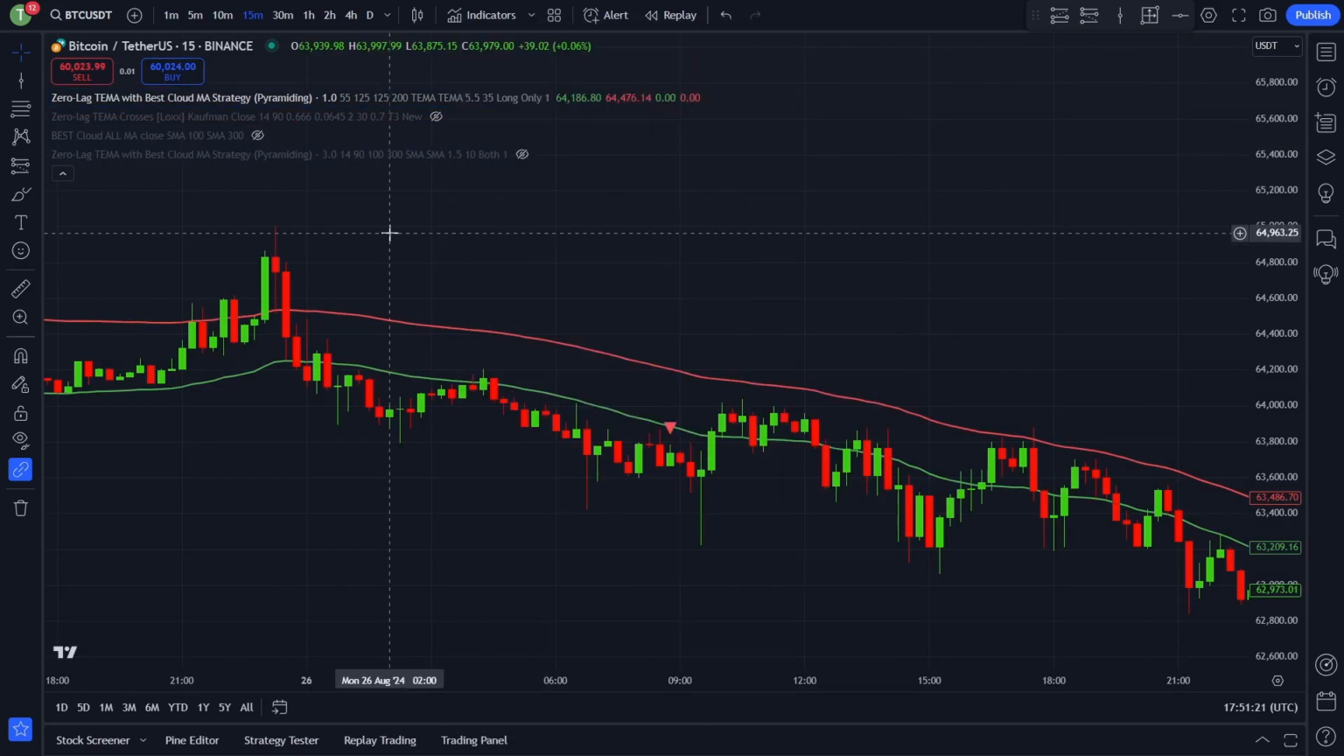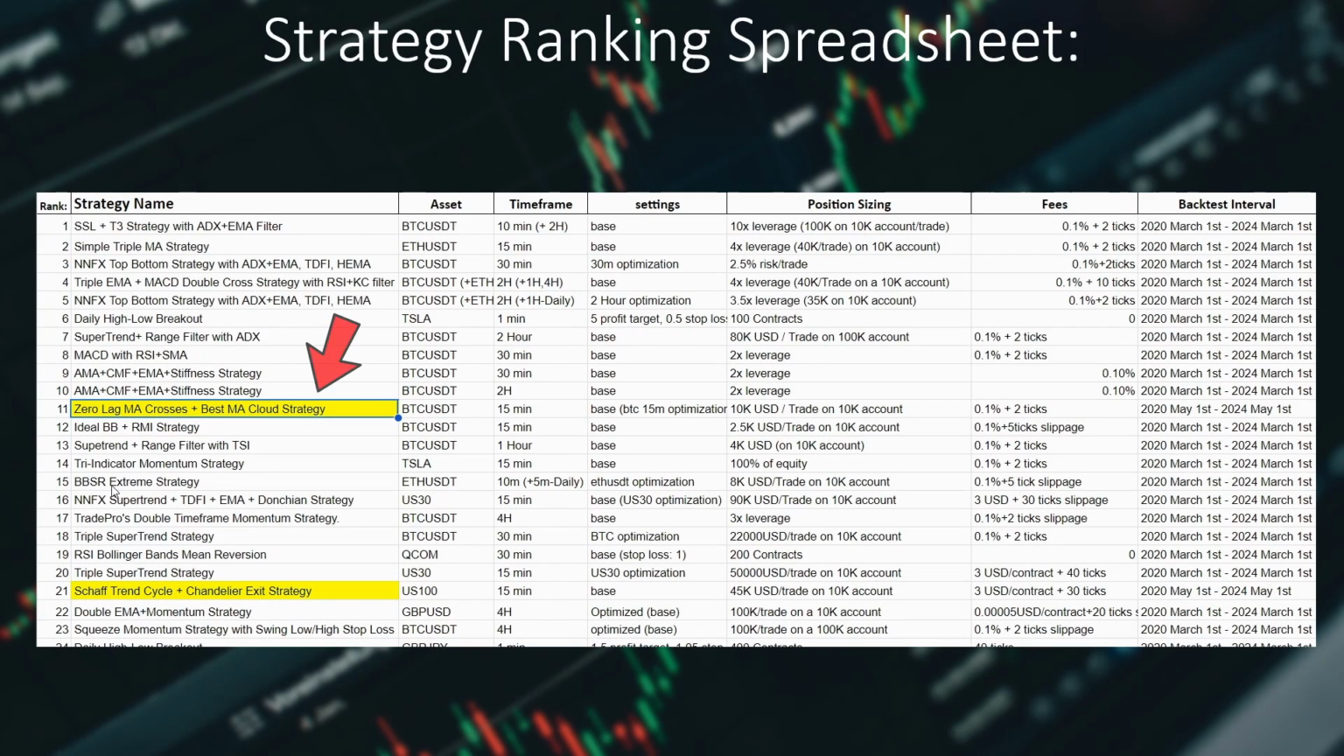And to close out the video, let's take a look at where my optimized version of the strategy ranks on the strategy ranking spreadsheet. And here we have the strategy ranking spreadsheet, and today's strategy, the zero lag MA crosses plus the best MA cloud strategy, actually got a pretty good placement, the 11th place. But as I said, I don't like that equity curve, I don't recommend it for trading.